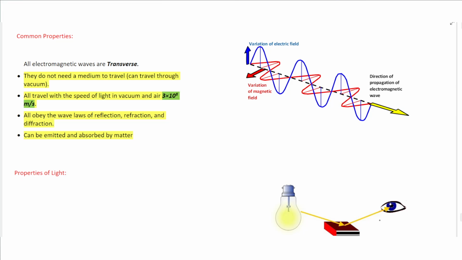Unless the wavelength is very short, which is the case from visible light to gamma radiation, they need very small gaps or very narrow gaps to diffract through. So diffraction does not appear very often in light, ultraviolet, X-rays, and gamma rays. They can be emitted or absorbed by surfaces or materials.